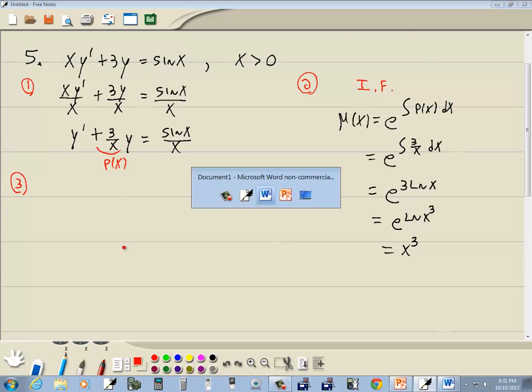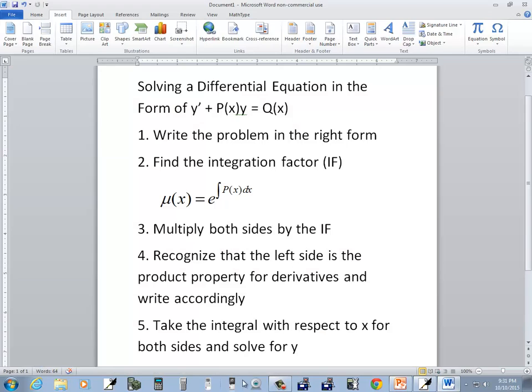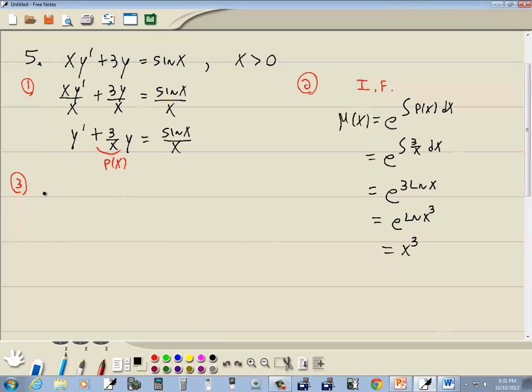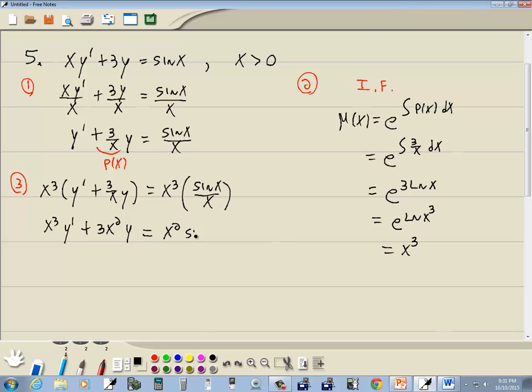So then step 3. Multiply both sides by the integrating factor. So I'm going to take x to the third times y prime plus 3 over x y equals x to the third times sine x over x. On this side, that gives us x to the third y prime plus x to the third times 3 over x. That x cancels one of these x's, and that leaves me 3x squared y. And over here, this x to the third cancels this x and leaves me x squared sine x.